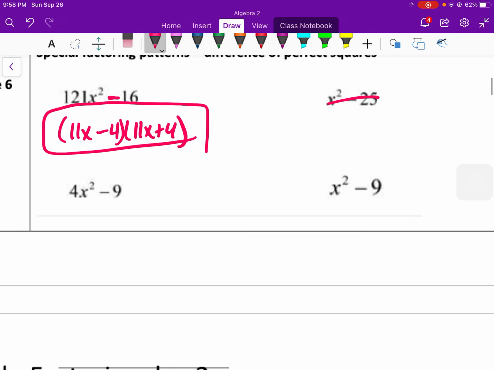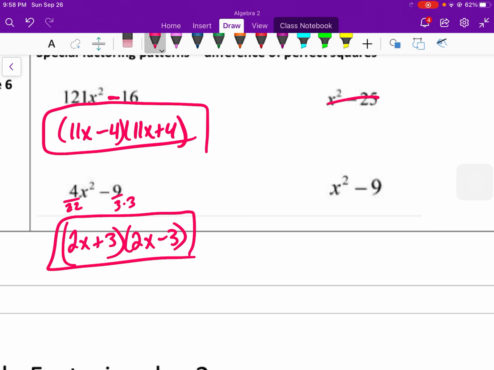We already did this one. 4x squared minus 9. 4 and 9 are both perfect squares. 4 is 2 and 2. 9 is 3 and 3. So it'd be 2x plus 3 and 2x minus 3 for these factors. So it is both perfect squares, subtraction, and the middle term is 0. So then that's the special pattern, a squared minus b squared. X squared minus 9, it'd be x and x, and then negative 9 is positive 3 and negative 3 in any order.